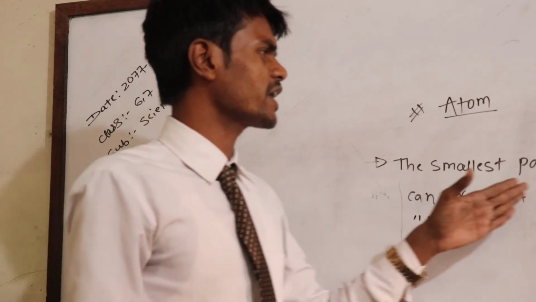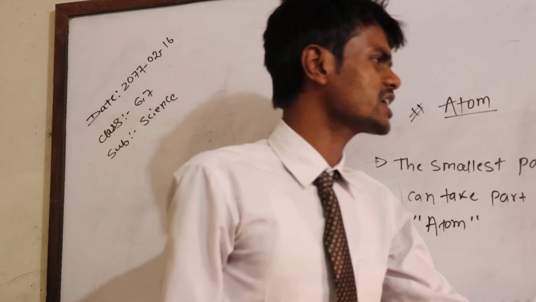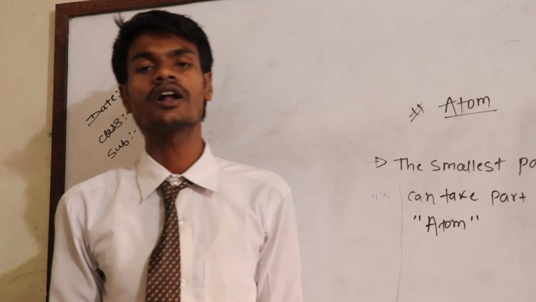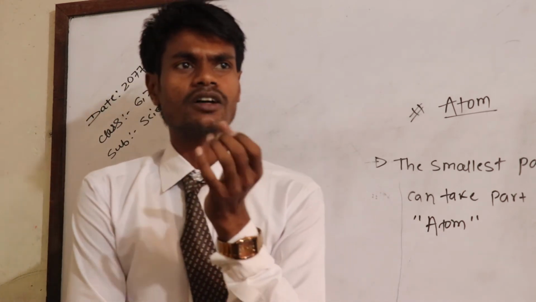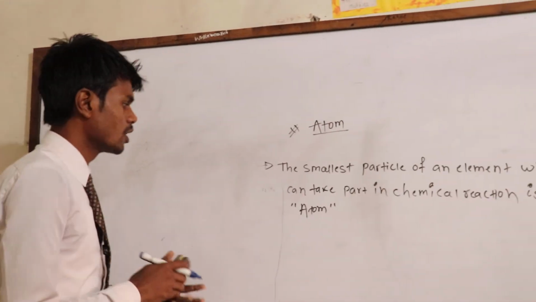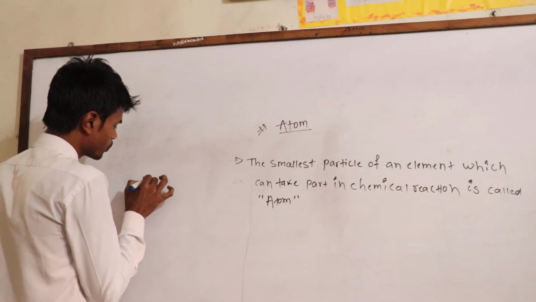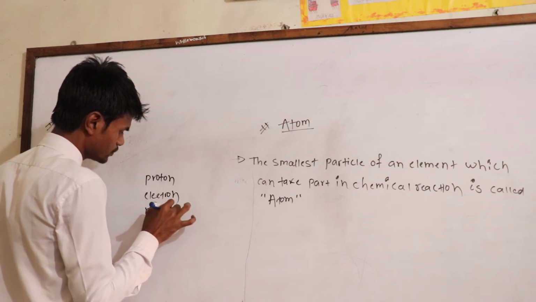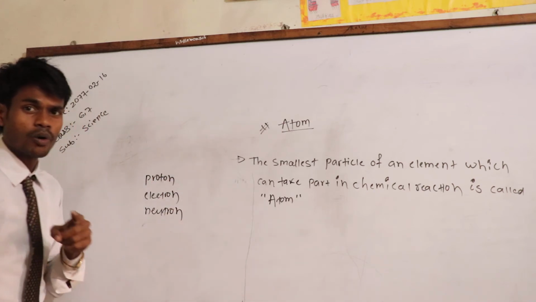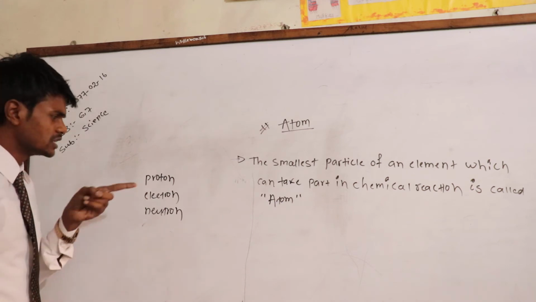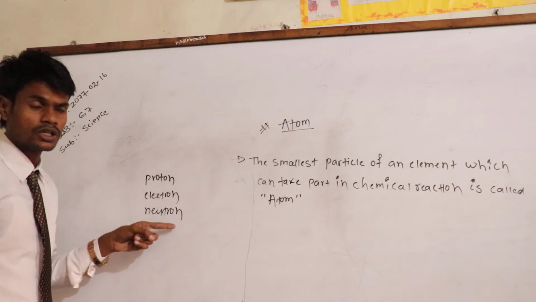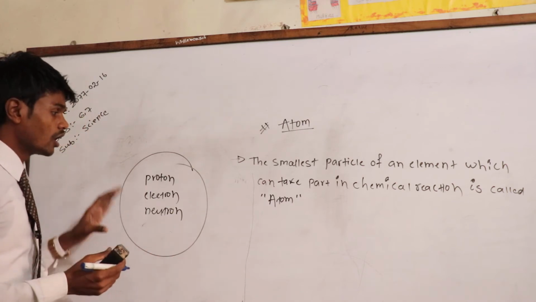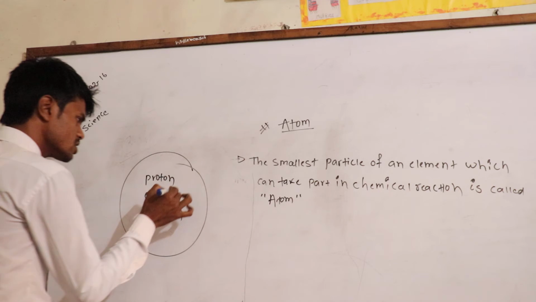The smallest particle of an element which can take part in a chemical reaction is called an atom. But an atom has further smaller subatomic particles: proton, electron, neutron. These particles are also called elementary particles.